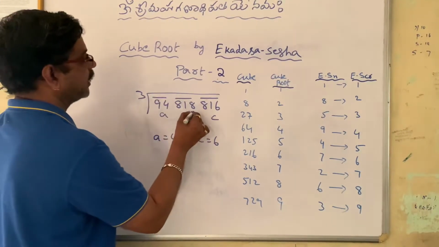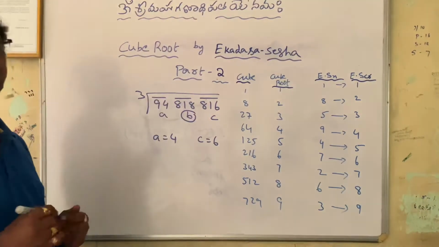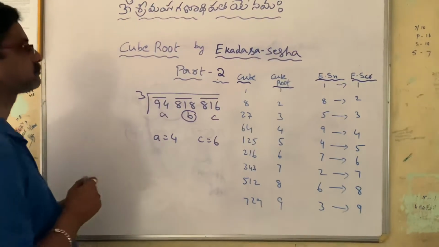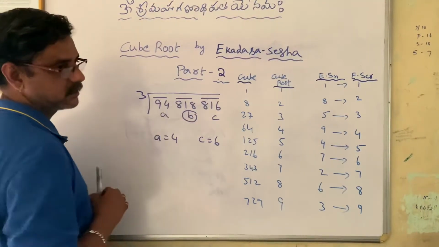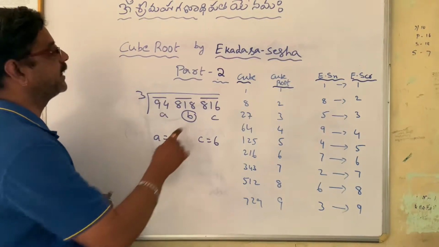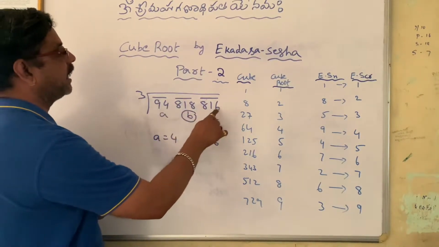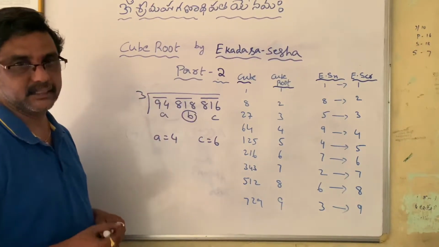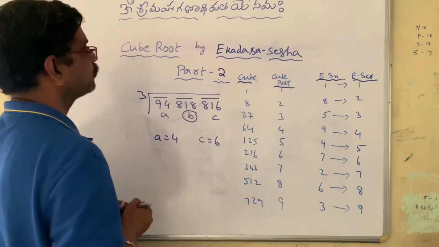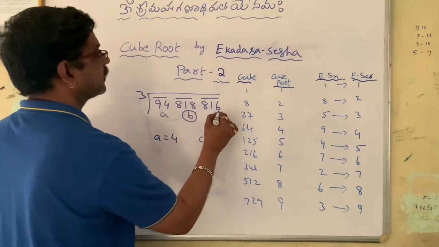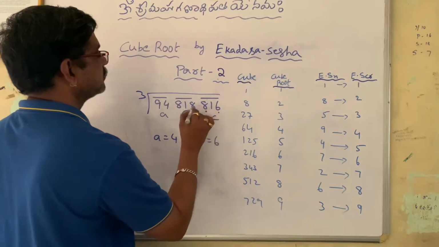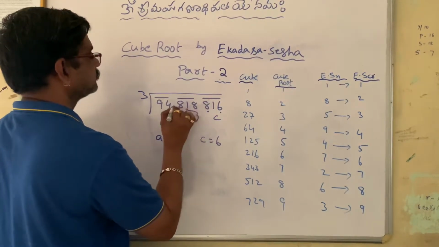Now we need to find B. How to find B? As I said before, first we need to find the Ekadasha Sesha of this number. How to find it? We need to mark the alternate digits.